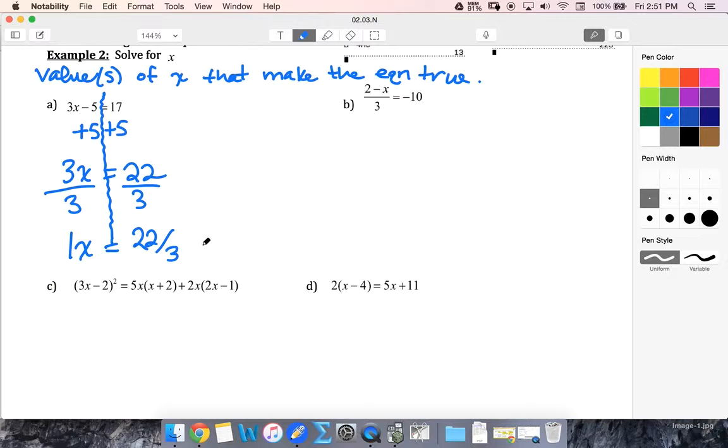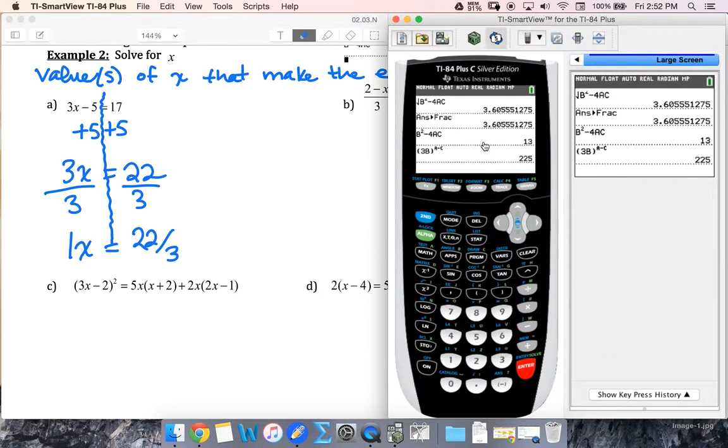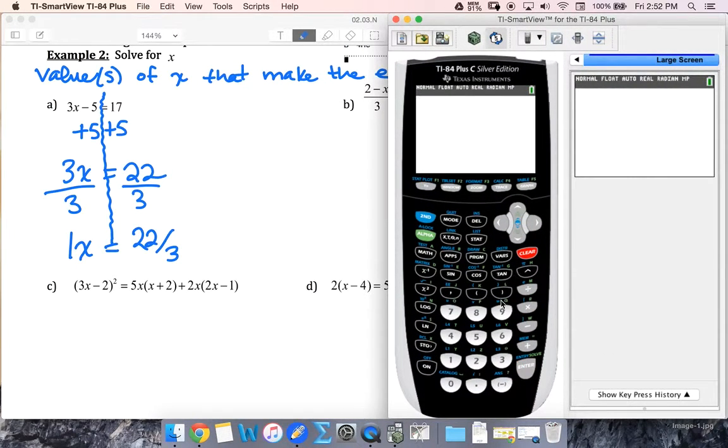And I could give the approximate value, but you know that I really like exact, so I'm going to leave it here. And now let's go back to our calculator and use that store function to test whether our answer's correct. So I'm going to clear this screen. I'm going to make a fraction of 22 over 3. And then I'm going to store that as my letter x. So x is this button.